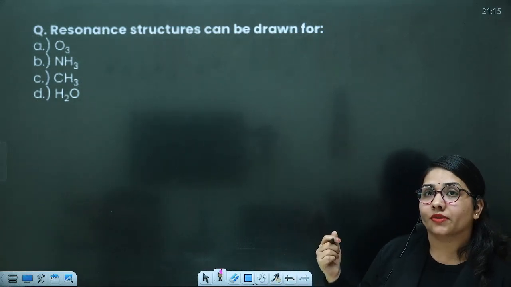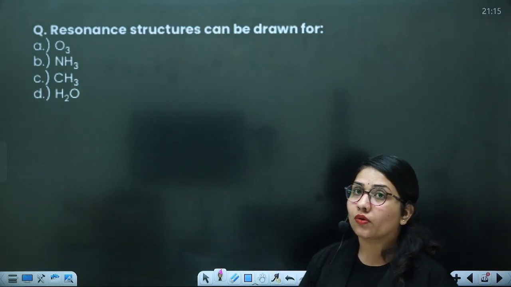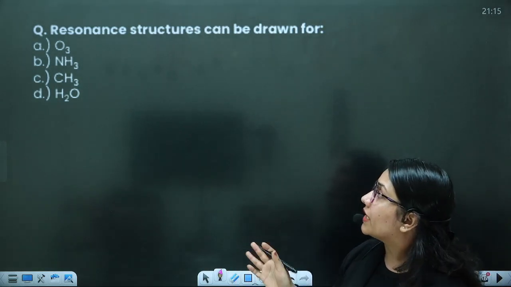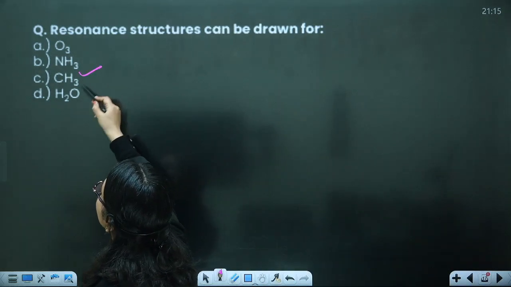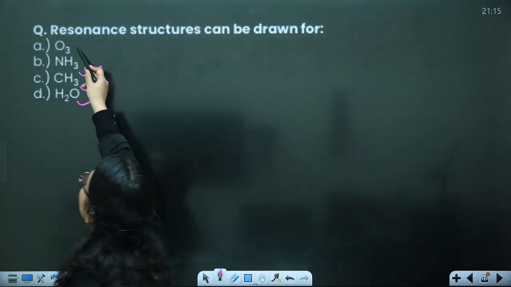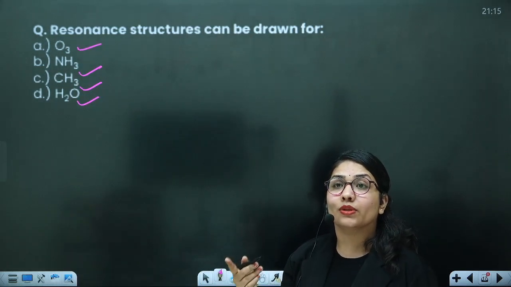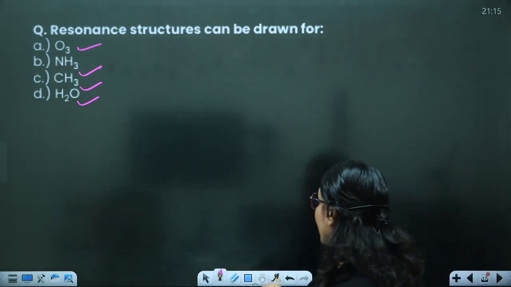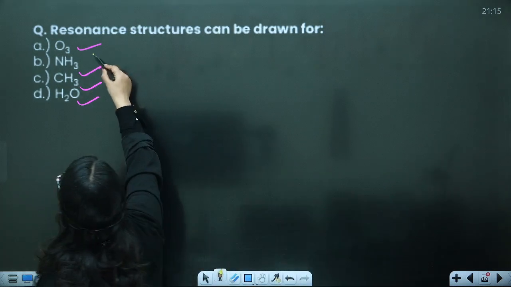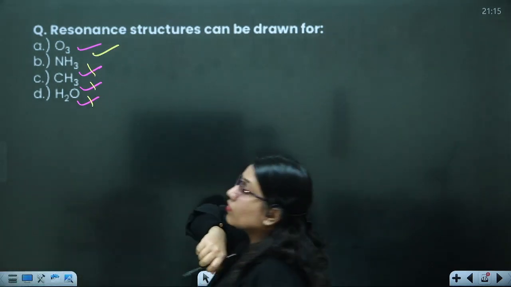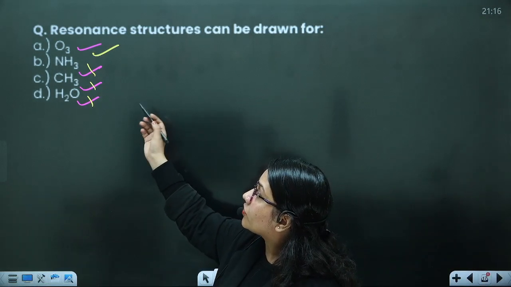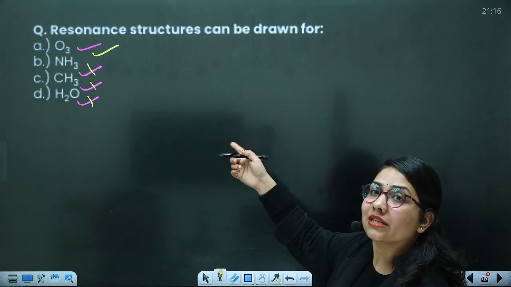Now come to this question: resonance structure can be drawn for, out of these, for whom can we make the resonance structure? It is very easy, since the other 3 possess only single bonds, and this one has a double bond for conjugation with the lone pair of electrons. So our answer is going to be O3. We are not able to make the resonance structure for NH3, CH3 and H2O. We are able to make the resonance structure for O3.